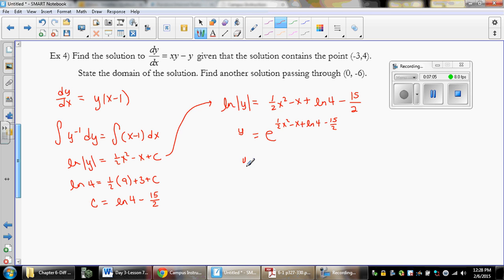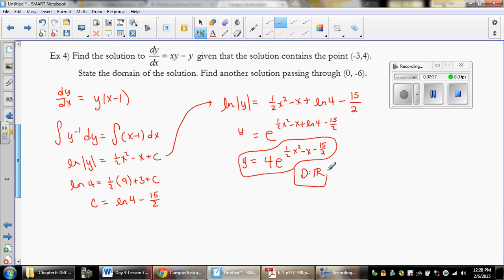By the way, an alternate form of this answer, because everybody knows how much I love log laws, would be 1 half x squared minus x minus 15 halves, because technically you have an e to the ln 4 in here, which is 4. This is probably how you'd see it if this were like a multiple choice question. Okay? They also want us to state the domain of this solution. Well, the domain of an exponent is, exponents can be positive, negative, they can be whatever they want. So our domain is going to be all real numbers.